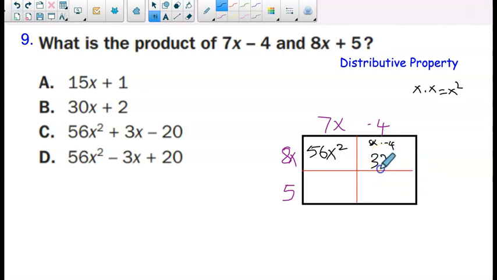Alright, 32x. And there is a negative sign. Negative times positive, it has to be a negative. I'll write this thing. Negative times positive is negative.